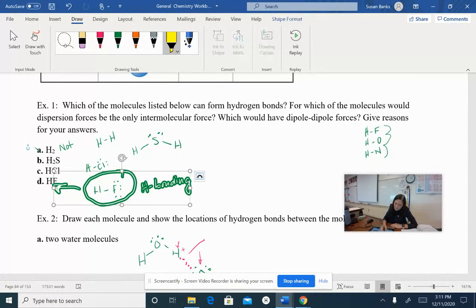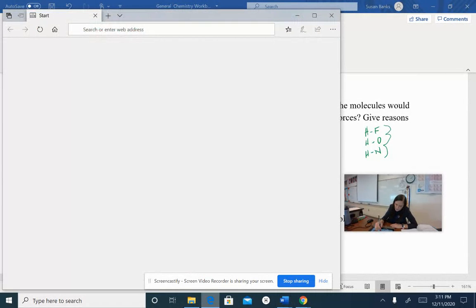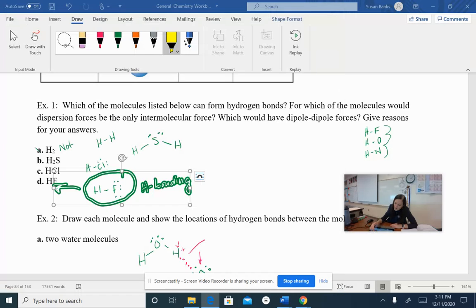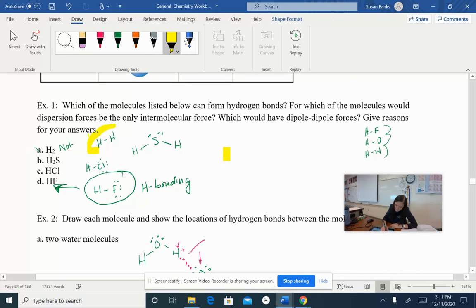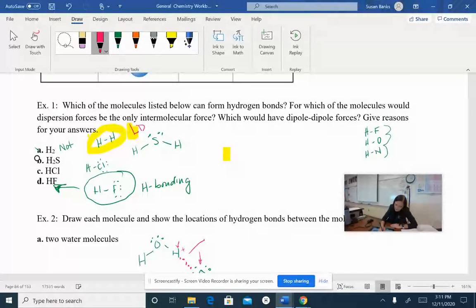So this hydrogen, hydrogen is totally nonpolar, right? So if it's nonpolar, the only type of intermolecular forces that we have for hydrogen are London dispersion forces, LDFs. So hydrogen is only going to have LDFs. Let's look at this hydrogen disulfide or dihydrogen sulfide.